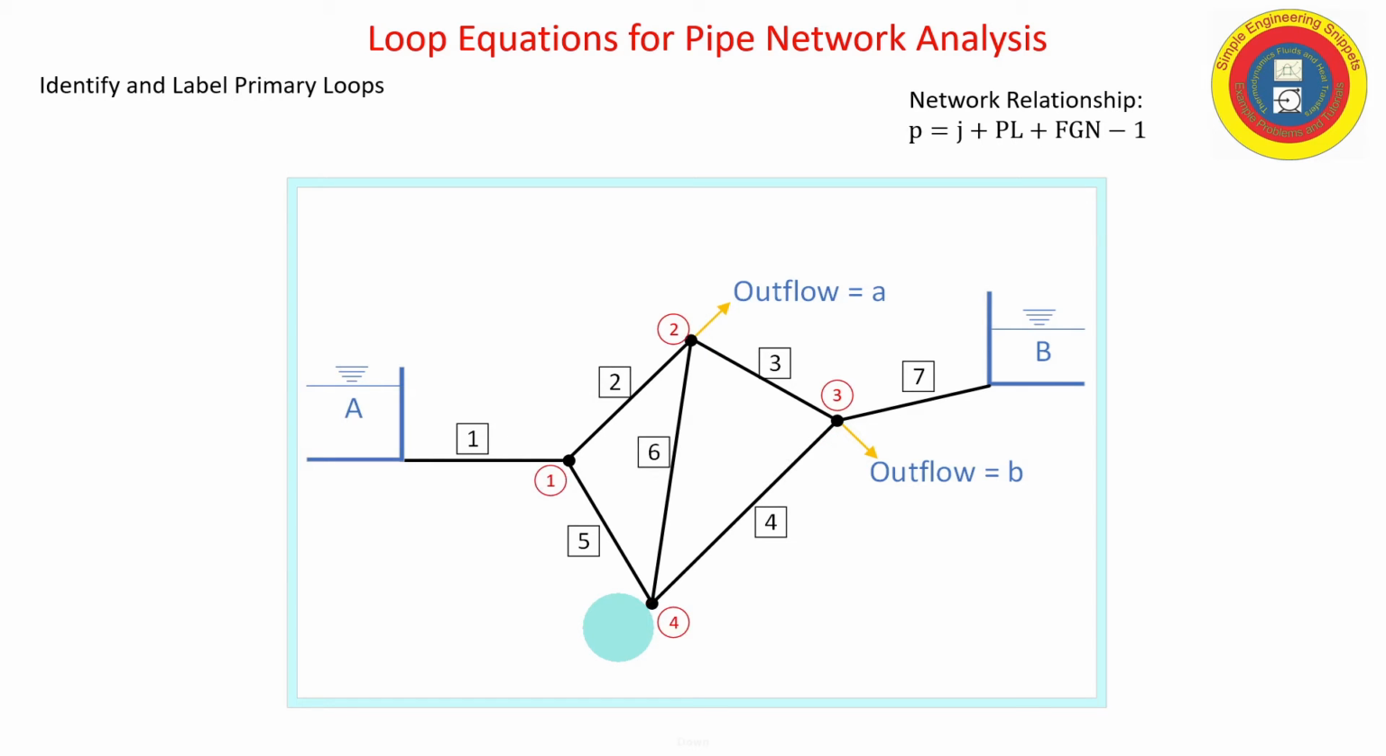be walking through that. So next, let's go ahead and identify our primary loops. And remember, a primary loop is a loop that does not contain an internal circuit. And so in this network, just by inspection, there are 2 primary loops. And so I'm going to take the triangle on the left and identify that as a primary loop. And the triangle on the right is also a primary loop.